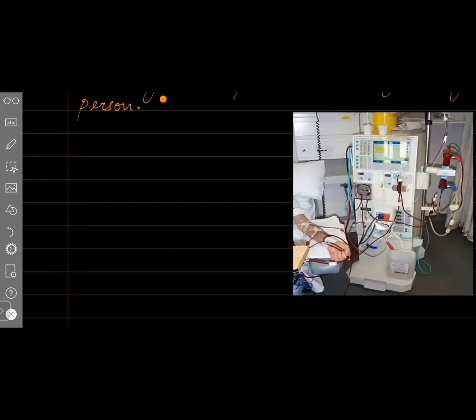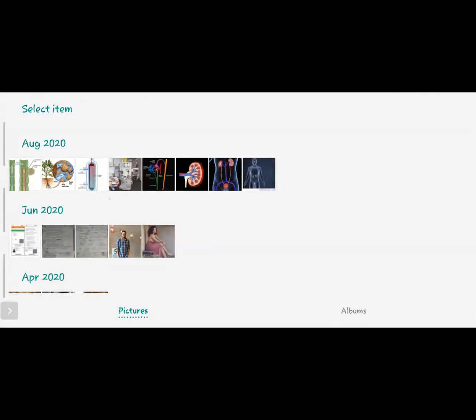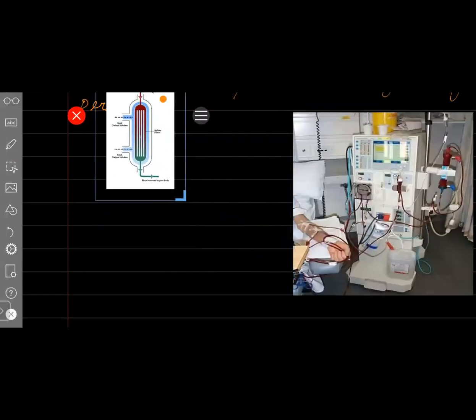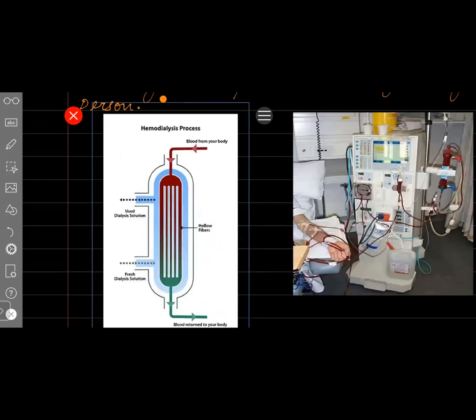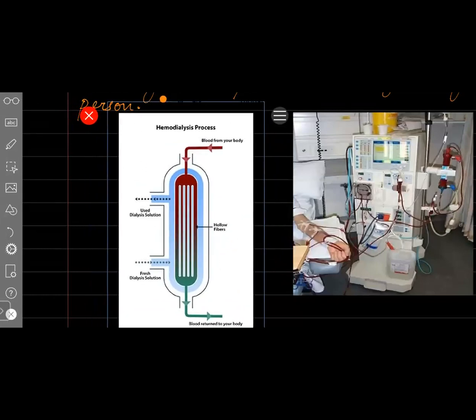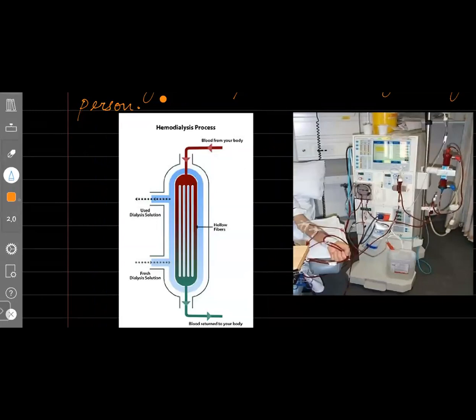Okay. In a simplified diagram, I'll show you how dialysis works. You can see the blood from your body will come in via this one. Blood from the body will enter through this. And here they will put a dialyzer fluid solution, and from here the used fluid will come outside. What they have put in will come out.